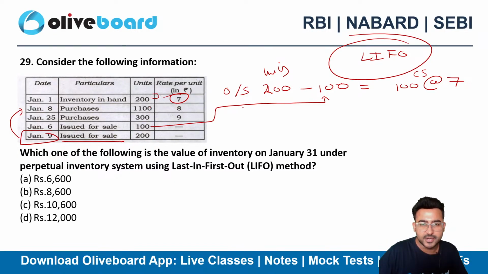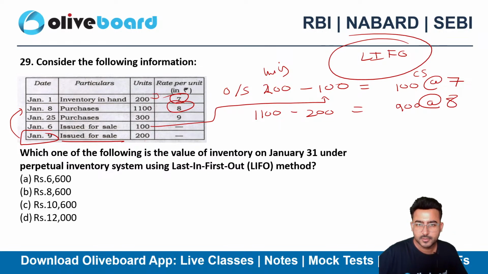सो इस 1100 में से 200 सेल हो गया होगा. सो कितना बच गया होगा? 900 यूनिट्स बच गया होगा. द वैल्यूएशन इज 8 रुपी. और भी परचेज किया था 300 एट द रेट 9. सो 300 एट द रेट 9, ये तो पूरा का पूरा बच गया होगा.